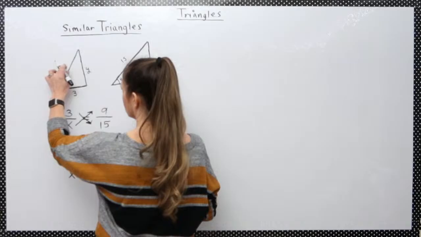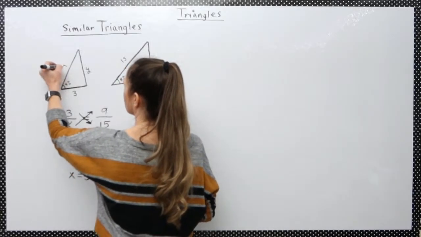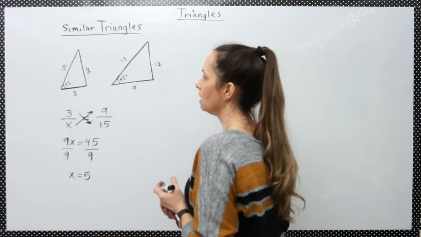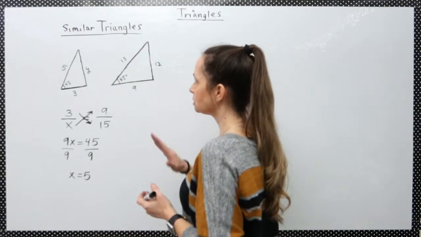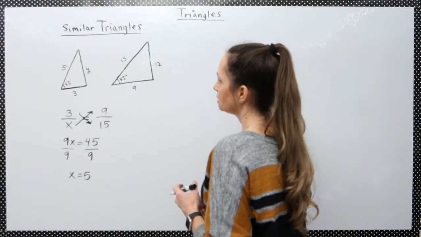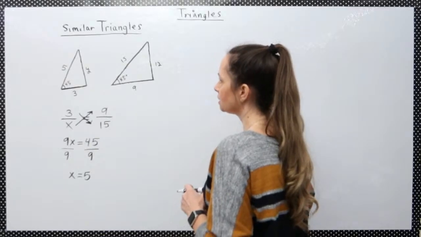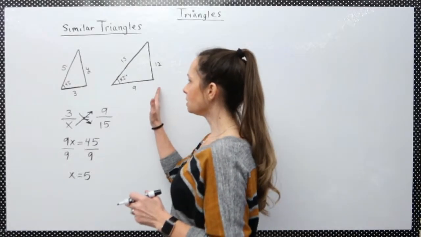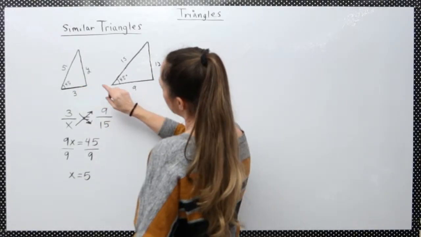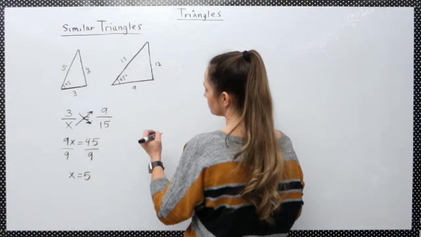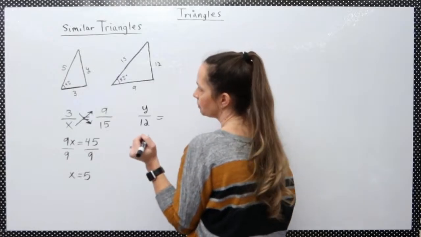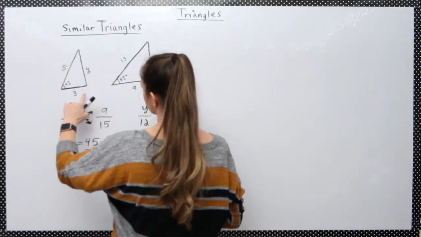X is 5. And if I can't use Pythagorean, I wish I could, and I was thinking I wanted to, just because I want to practice working with it, but since it's not given that it's a right triangle, I can't use Pythagorean. We'll go ahead and set up another proportion to find this other missing side. So we'll say y is to 12 as, we'll use the values that were given, 3 is to 9.